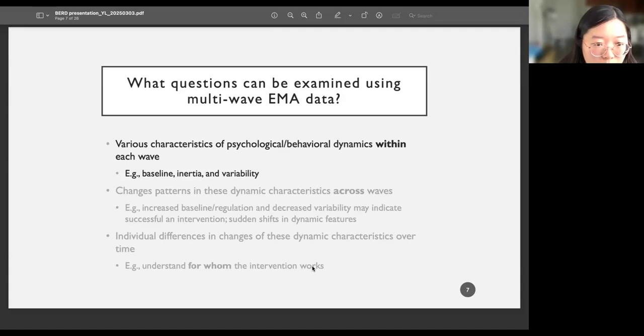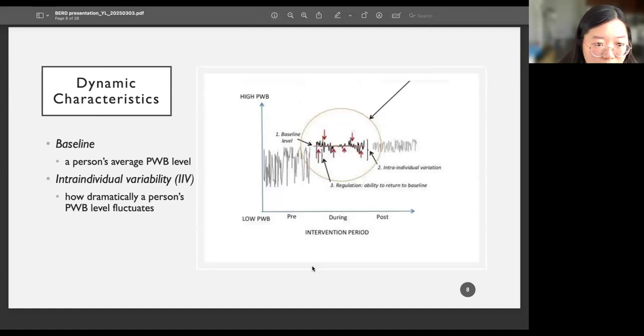If you go to next, the first dynamic feature is baseline. So here in this plot, we basically plot the dynamics of the psychological well-being of one participant. The x-axis shows the time and the y-axis is the level of psychological well-being they reported. The baseline represents this person's average psychological well-being level, so the dynamics will fluctuate around this baseline level. You can also understand this baseline as the mean level.